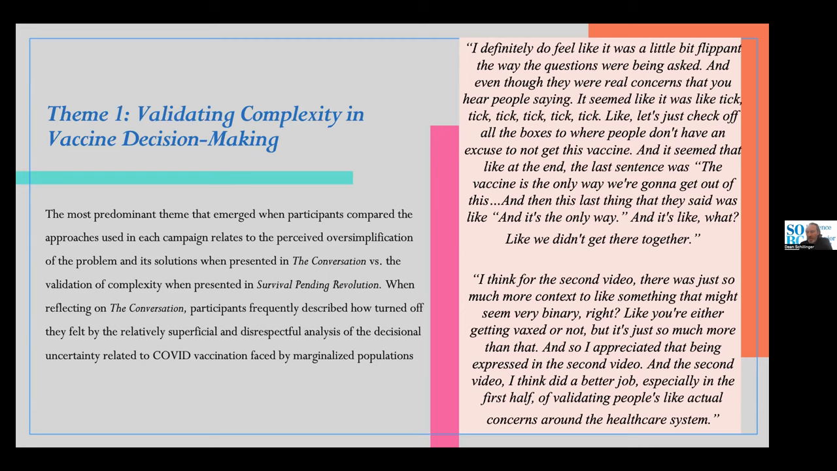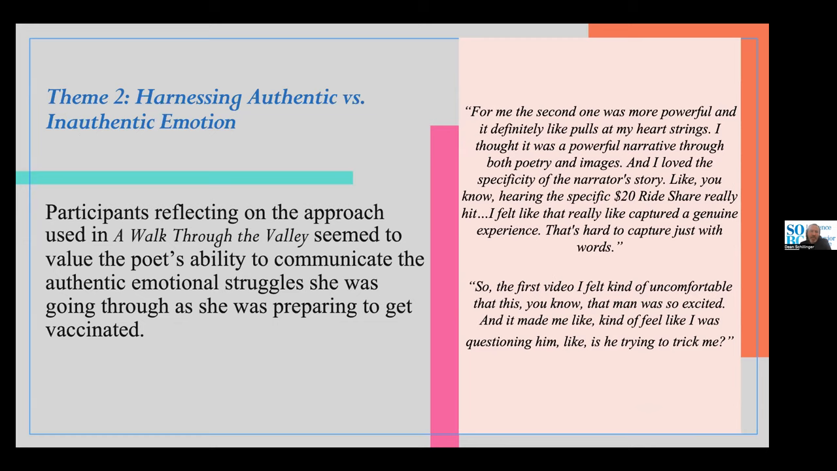Another theme we heard when people were comparing the two campaigns, the critical communication campaign and the traditional one, was the ability to harness emotion. Participants reflecting on the approach used in A Walk Through the Valley really valued the poet's ability to communicate the authentic emotional struggle she was going through as she prepared to get vaccinated.